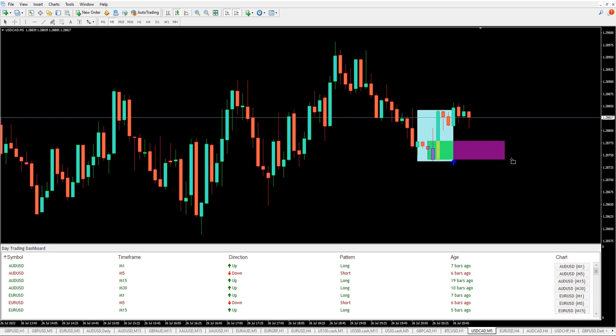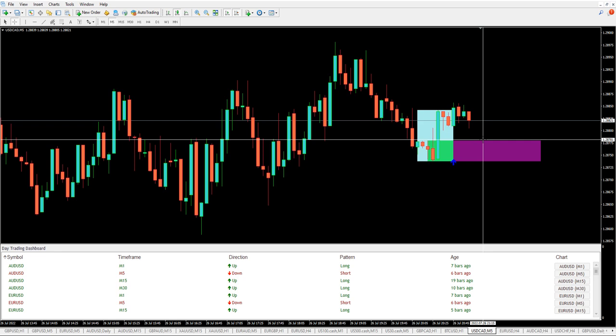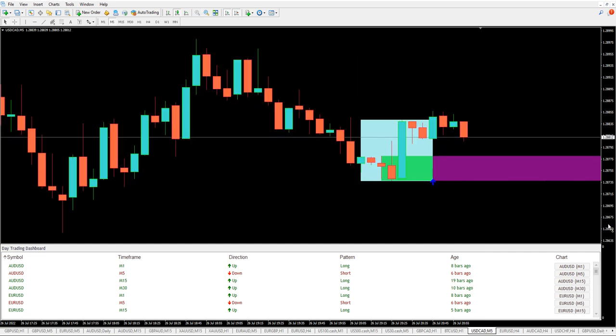I personally would probably mark this out as demand. Can easily wait for price to trade back into here. Even if you just took the top of the zone to the bottom, 5 pip stop loss just to create a new high, 20 pips. That's a 4-to-1 R&R.